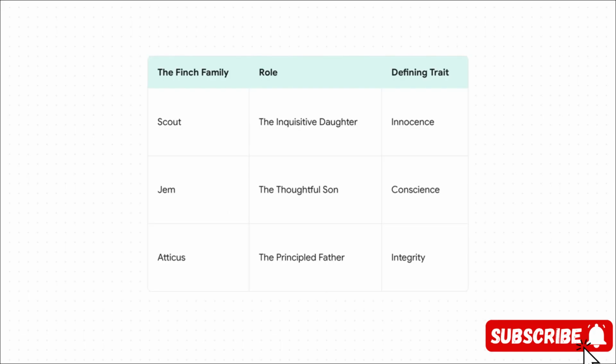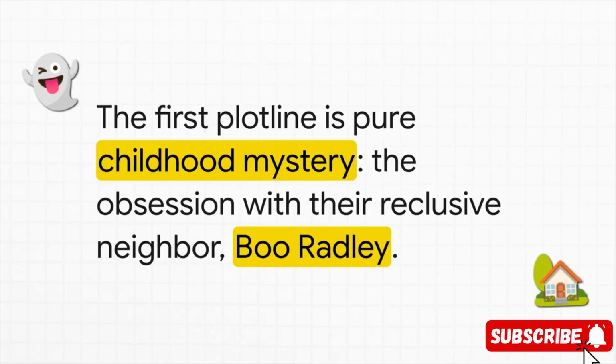Now, in a 5-minute summary, you have zero time for slow, drawn-out introductions. So how do you do it? Just like this. The AI prompt gets right to it, visually introducing the whole Finch family and nailing down their roles. You've got Scout, she's our eyes, the inquisitive one. Jem, he's the conscience of the story. And of course, Atticus, the unwavering moral compass of the entire thing. Bam, done. So the world is set, the characters are introduced, and now the story kicks off.